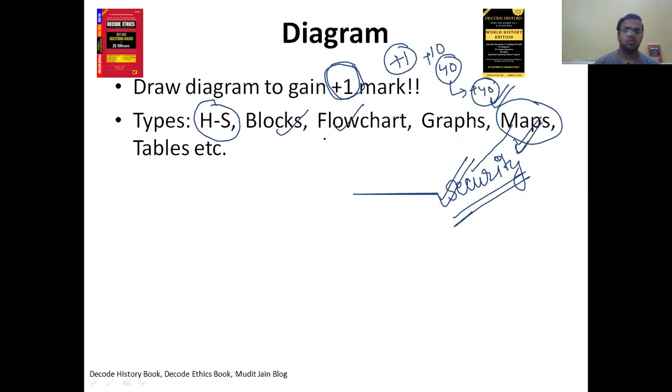In science-based questions, I think flowchart and hub spoke model and tables will be useful. In security, you can draw any of them.